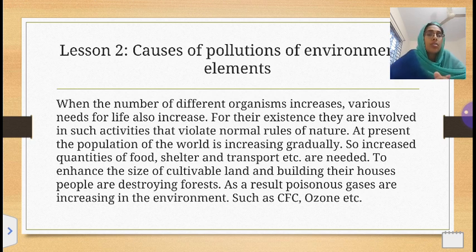With the increased population, food, shelter and transport are needed. To enhance the size of cultivable land and build their houses, people are destroying forests. As a result, poisonous gases are increasing in the environment. If we cut more and more trees, if we destroy more and more forest area to enhance the size of our cultivable land, then as a result, poisonous gases such as CFC, ozone and carbon dioxide increase in our environment, and obviously it has a harmful impact. And now we are facing all of this impact.